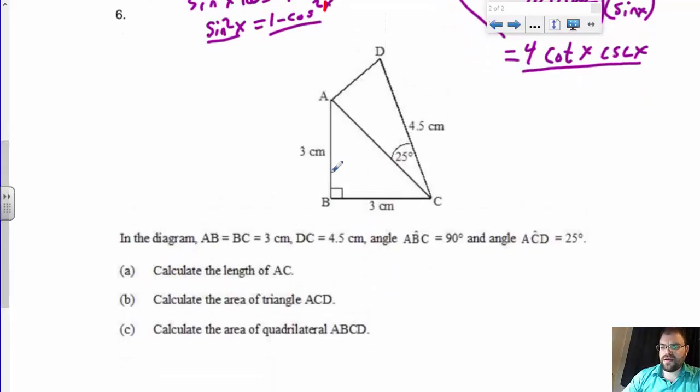All right, so it says part A, calculate the length of AC. So here I am from point A to point C. So this is what I want. I want this diagonal. And this is a right triangle. So this is a very easy thing to find. We use the Pythagorean Theorem.